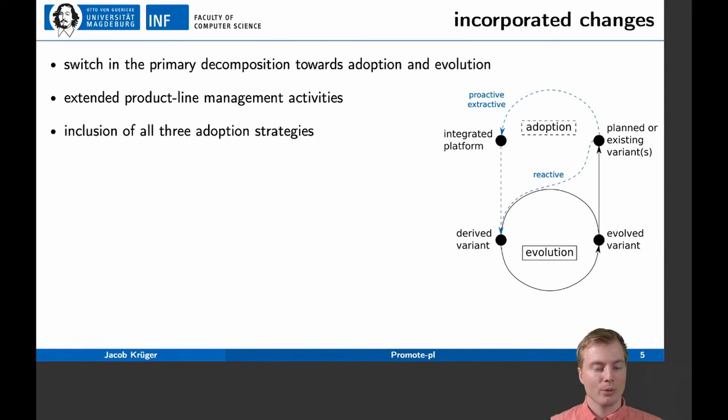A third change we employed is that we now include all three adoption strategies. And here you can see at the top, it's proactive and extractive adoption. That depends on whether we are talking about planned or existing variants. And in the middle, that is representing reactive adoption. So you have, for example, an existing variant that you derive, and then you evolve that variant, and at some point you try to incorporate new variants into that variant, and that way you at some point arrive at the integrated platform. And this is really important because practice just shows that extractive adoption is far more common, and mostly it's done in some reactive manner.